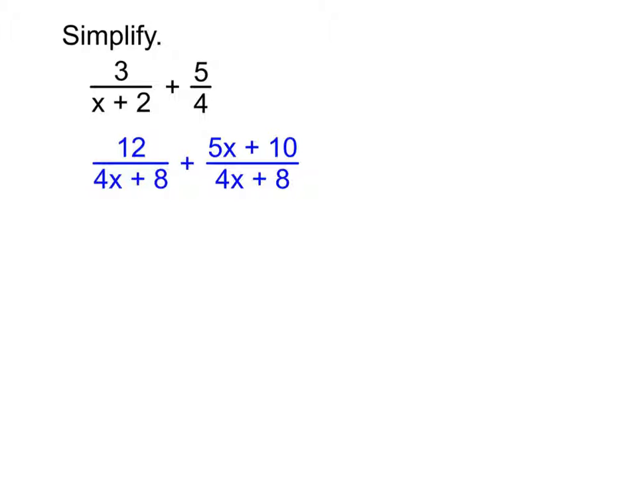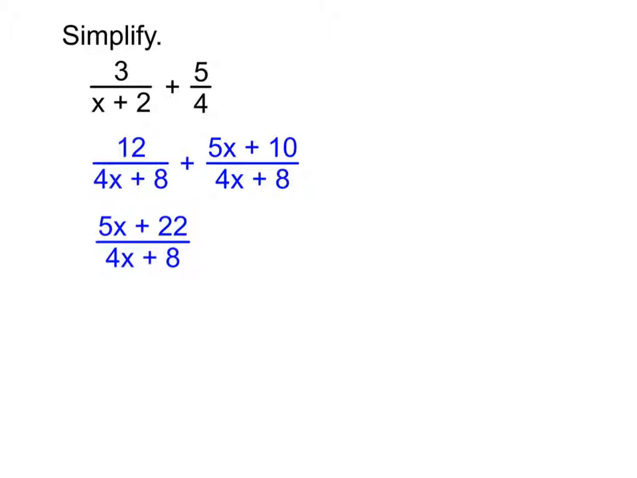All right, so when you do that multiplication, this is what you should be looking at now. Notice we do have a common denominator, 4x plus 8 in both fractions, which means that now I can go ahead and add them, and I know the whole thing is going to be over 4x plus 8. The only question is, what's left on the top? There, combine the like terms. So you're going to be doing 12 plus 5x plus 10. Notice the like terms here are going to be the 12 and the 10. And so we then get a final answer of 5x plus 22 over 4x plus 8.